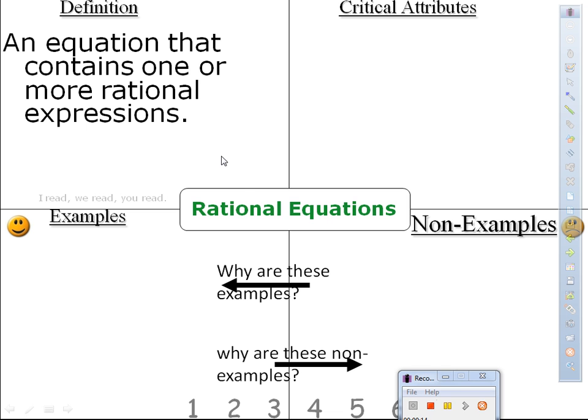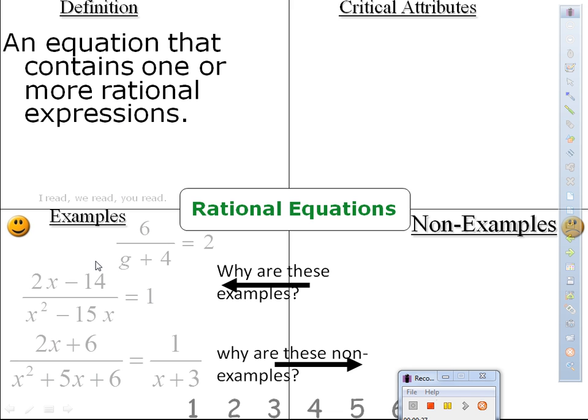Rational equations are equations that contain one or more rational expressions. And we know what rational expressions are, right? Expressions that contain fractions. Here are the examples of rational equations. Let's see. Is this a fraction? Does it have an equal sign? Yes. Is this a fraction? Does it have an equal sign? Yes. Is this a fraction? Yes. Another fraction? Yes. Does it have an equal sign? Yes. Those are rational equations.